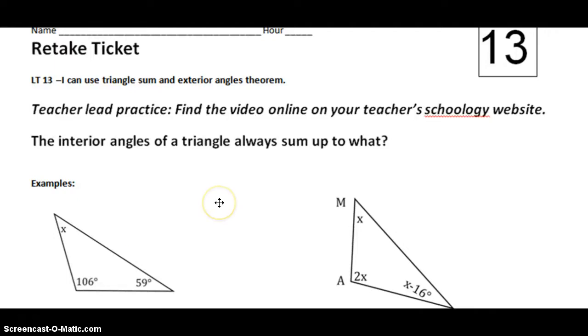Hi, we're looking at Retake Ticket for Learning Target 13. The first thing we're going to investigate is the interior angles of a triangle. The interior angles of a triangle always add up to 180 degrees, right? So no matter what, obtuse, right, or acute, it is always going to add to 180 degrees.